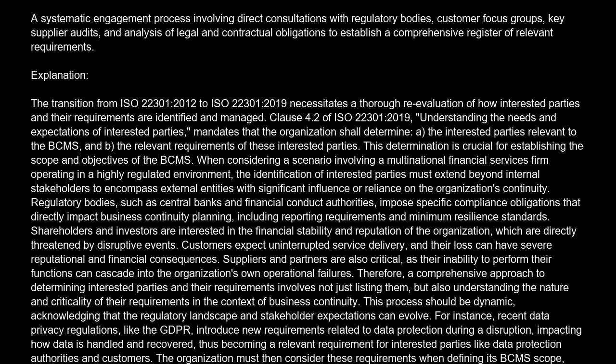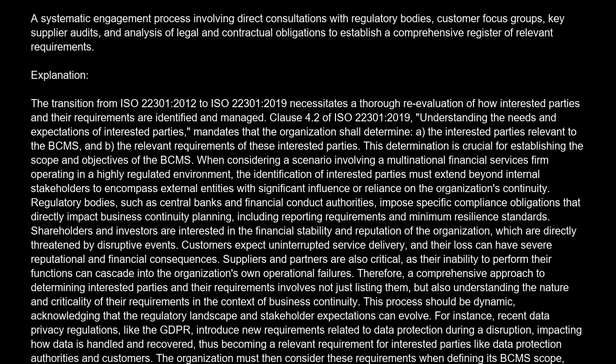Explanation: the transition from ISO 22301-2012 to ISO 22301-2019 necessitates a thorough reevaluation of how interested parties and their requirements are identified and managed.